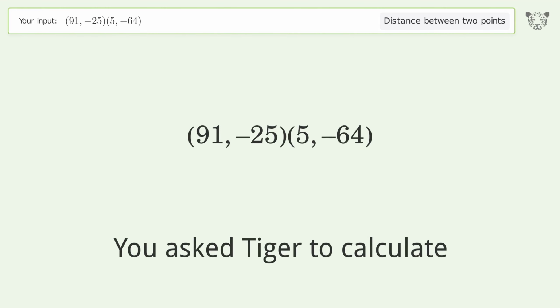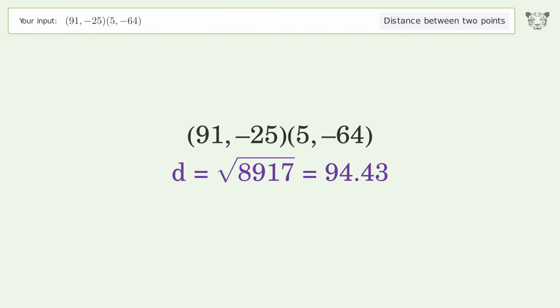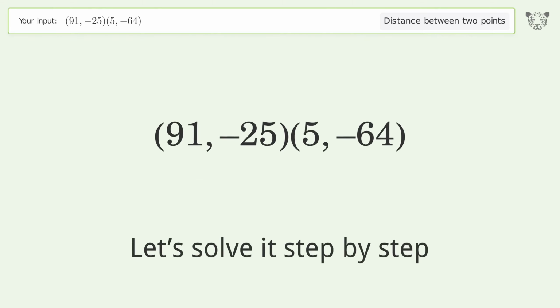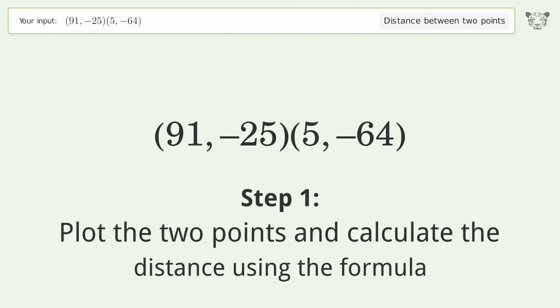You ask Tiger to calculate. This deals with the distance between 2 points. The distance between the 2 points is the square root of 8,917, or 94.43. Let's solve it step by step. Plot the 2 points and calculate the distance using the formula.